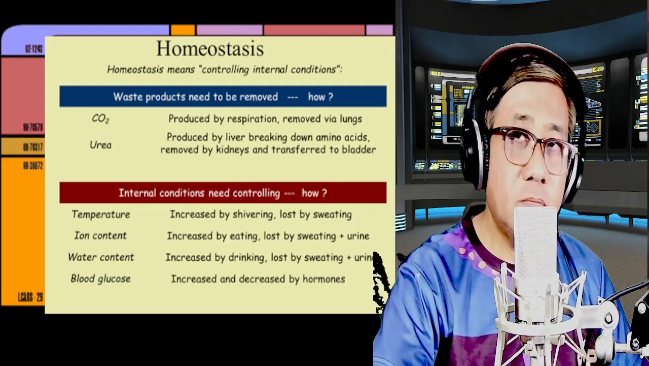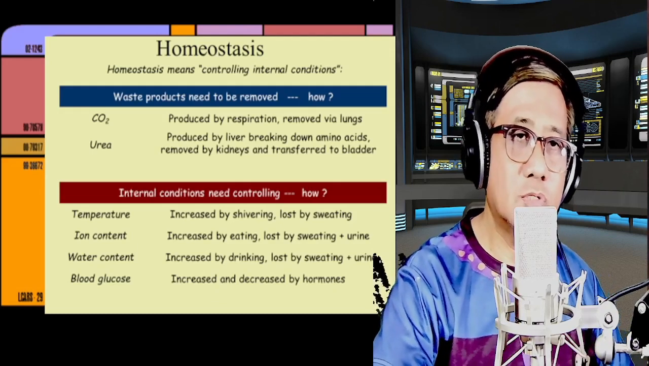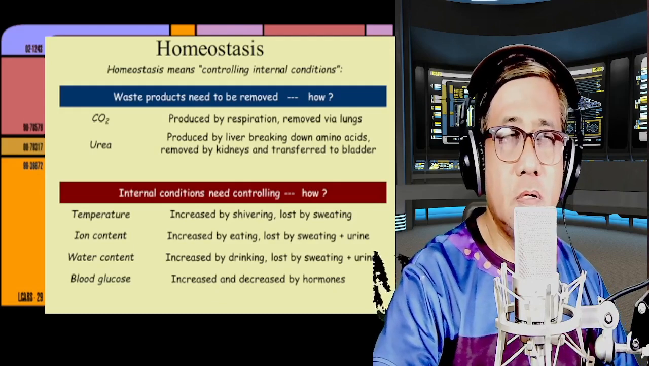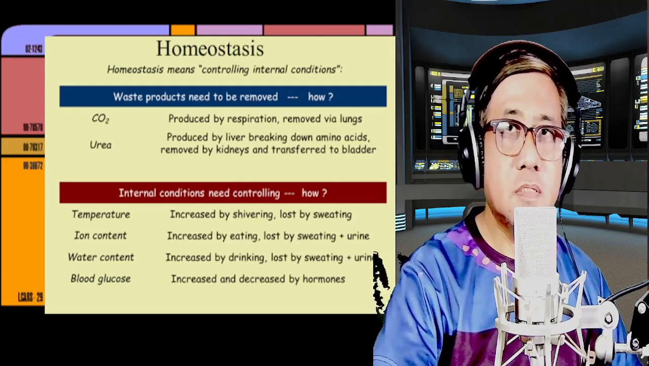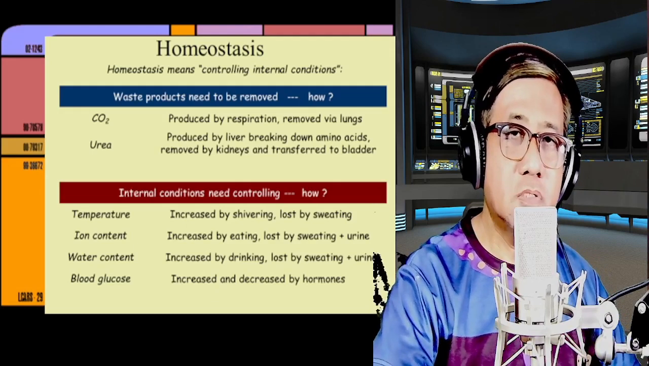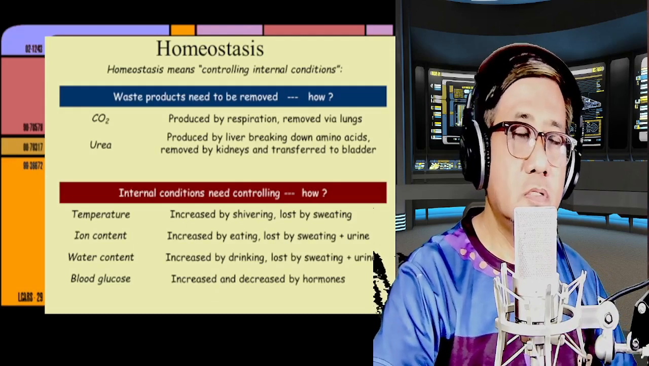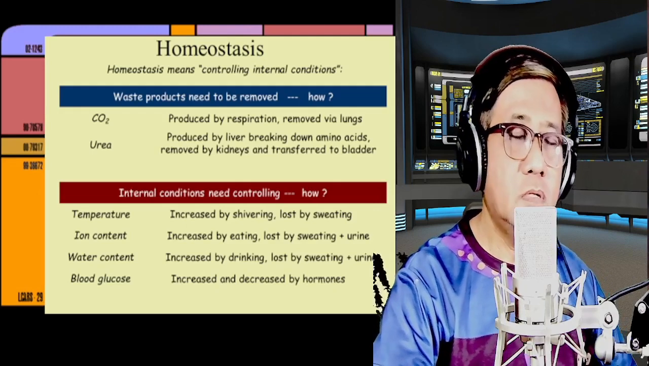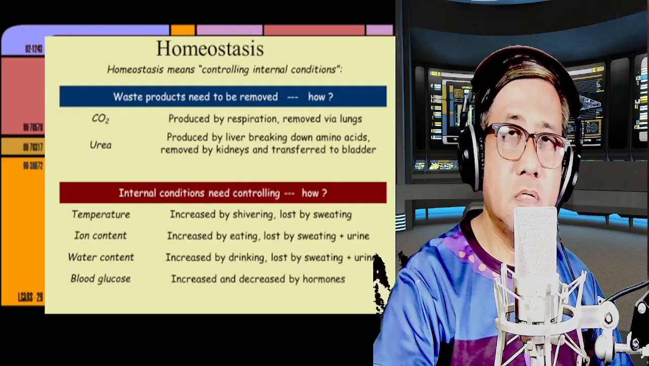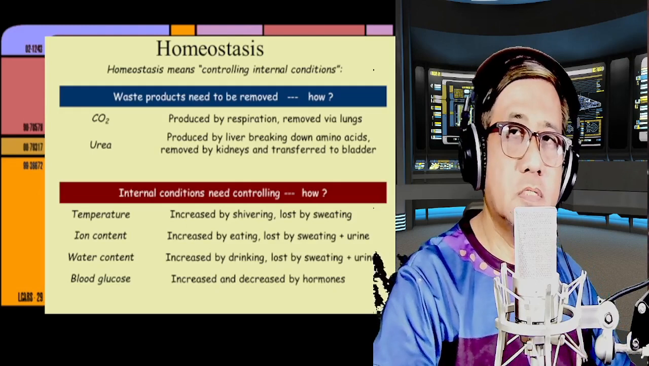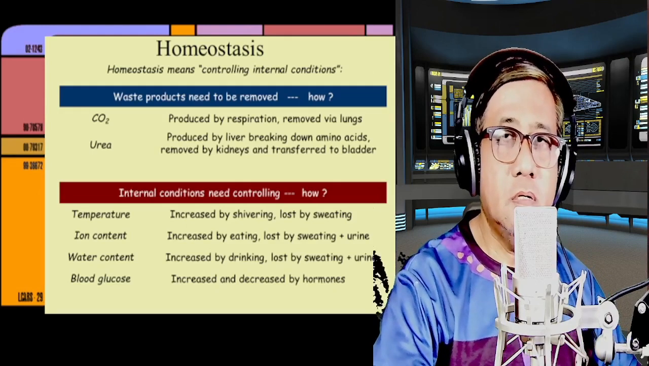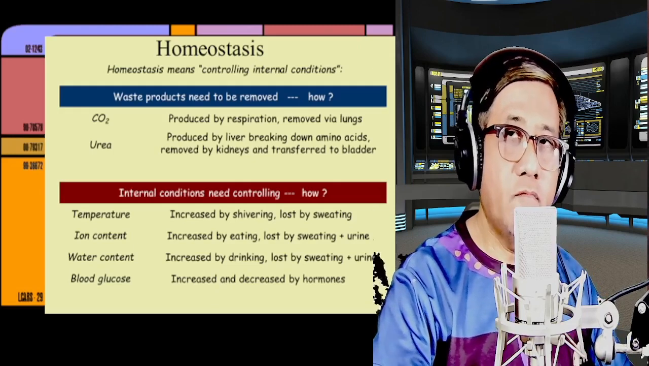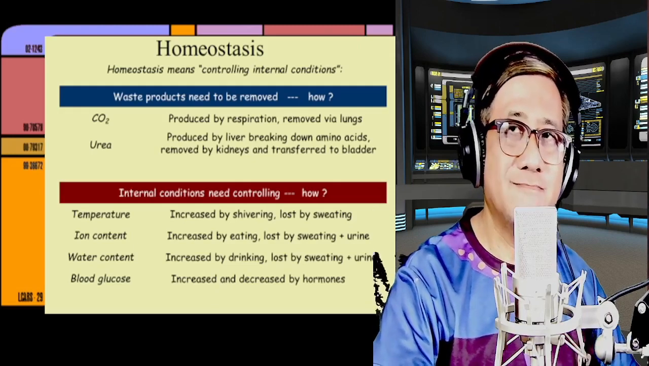Alright? And also, for example, this is my favorite, the glucose content, the amount of sugar. So let's say if the sugar level increases, then our body produces insulin. Those are hormones, insulin, to lower the blood sugar content. Same thing, if there's a decrease in blood sugar, then our body produces these hormones. As long as we maintain the normal set point values that I mentioned earlier.